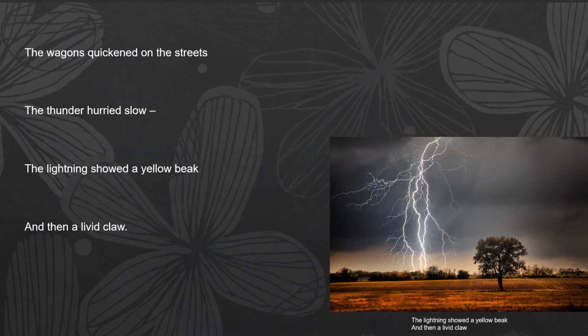Our next stanza starts with the line, the wagons quickened on the streets. Now, of course, here it's not the wagons that are panicking and moving faster, but the people inside the wagons. Because that's an important distinction to make. But one gets a sense of urgency in this line. Okay, things are moving faster, people are moving faster. They're trying to get off the streets and they're trying to get home to shelter from the storm.